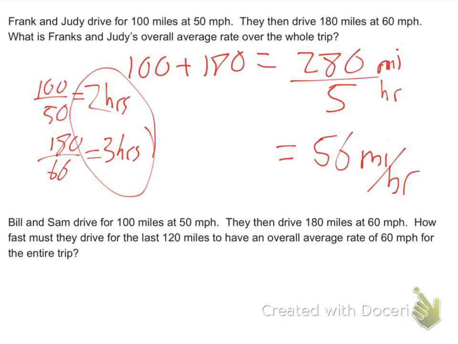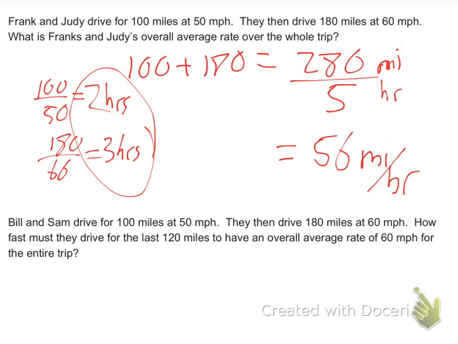What about Bill and Sam, though? Bill and Sam say they drive for 100 miles at 50 miles per hour. They then drive 180 miles at 60 miles per hour. Hey, wait a minute. They're copying Frank and Judy. But then it says, how fast must they drive for the last 120 miles? Oh, so they basically are going a little bit further. They're taking a third leg of their trip, aren't they? To have an overall rate of 60. So they want to go faster than Frank and Judy overall.